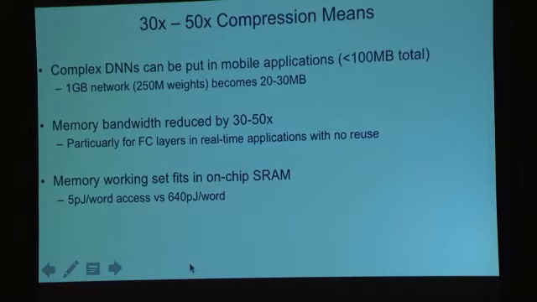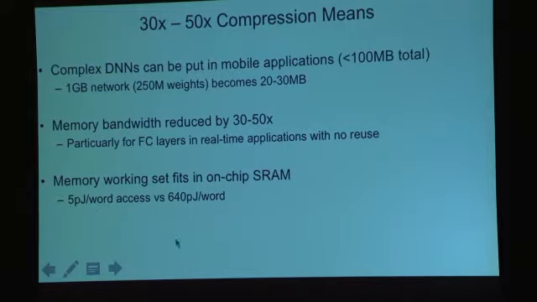So what does 30 to 50x compression of a network mean? Well, it means that you can put these things in mobile applications. I can take a really complex neural network for speech recognition or language translation, and I can download it to your phone because instead of taking 3 gigabytes, it's now 100 megabytes. And that's sort of the download limit.